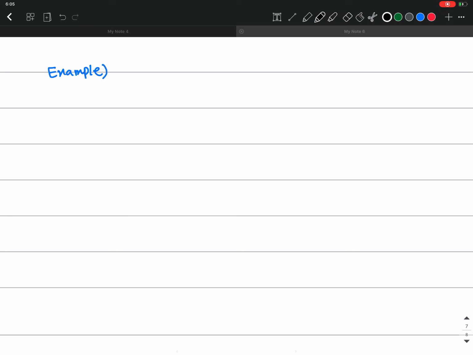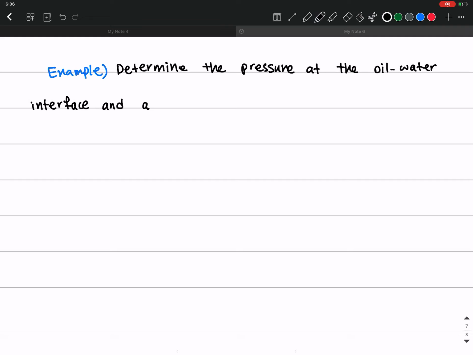So first, let's get started with a simple example. Determine the pressure at the oil-water interface and at the bottom of the tank.